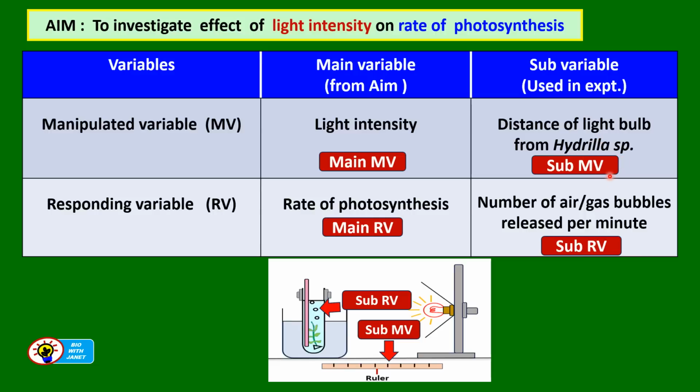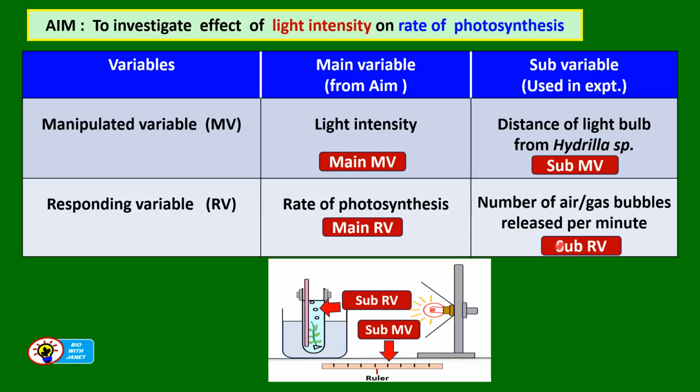Okay, now for the sub-RV, how do you measure the rate of photosynthesis when you carry out this experiment? Okay, so you are going to look at the oxygen bubbles released and count. So the number of air or gas bubbles or oxygen bubbles released per minute is your sub-RV. That means the larger the number of air bubbles, the more oxygen gas is released. That means the rate of photosynthesis has increased, okay? Because oxygen gas is a byproduct of photosynthesis. So your sub-RV is the number of air bubbles or gas bubbles released per minute.